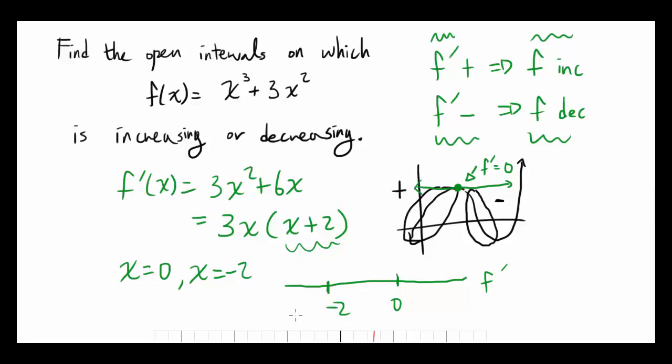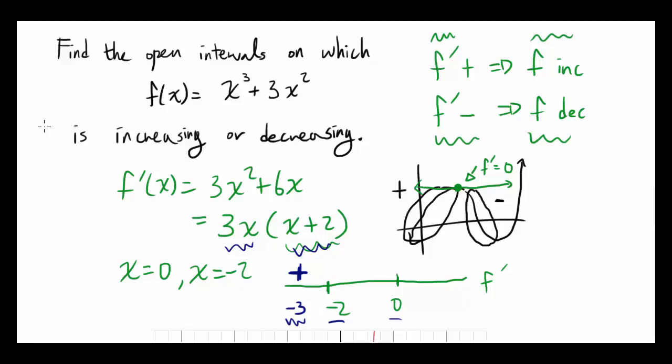Well, for a value to the left of negative 2, we can choose any value, but negative 3 seems okay. If you plug negative 3 into f prime, this factor is going to be negative, and this factor is going to be negative, because negative 3 plus 2 is negative 1. So you have negative times negative, or positive. So to the left of negative 2, f prime is always going to be positive, because the only points where f prime can change sign are negative 2 and 0. It has to be constant in between. So to the left of negative 2, f prime is positive.